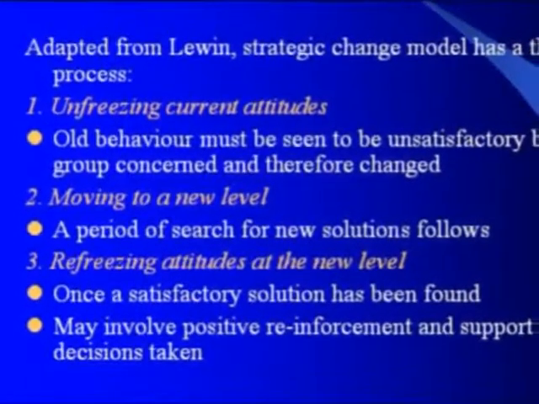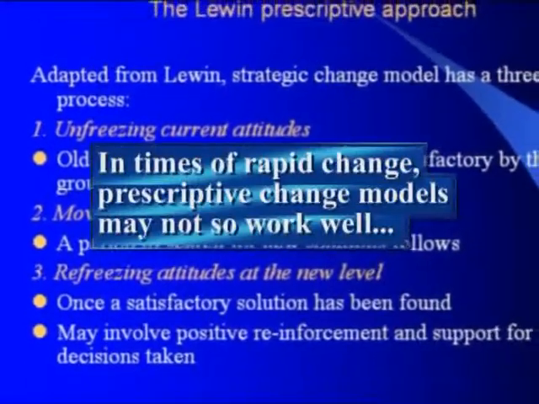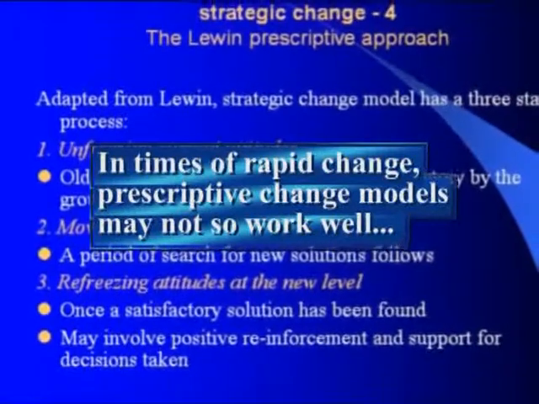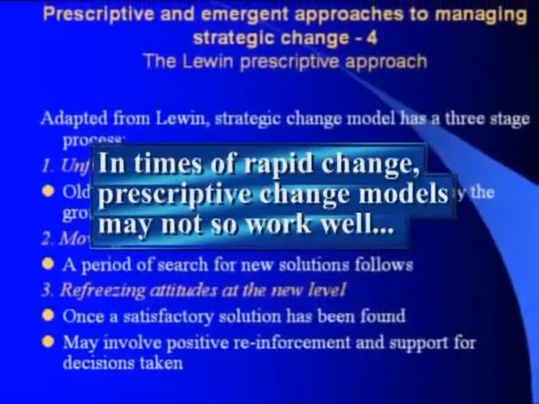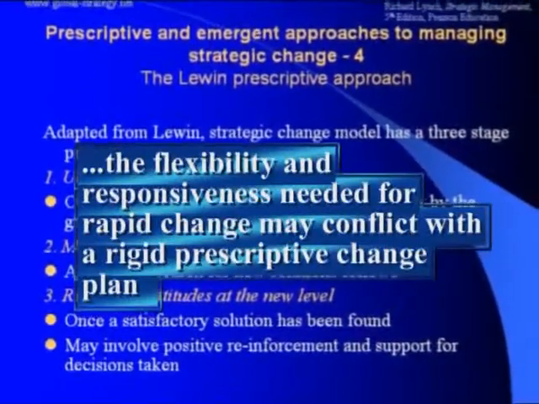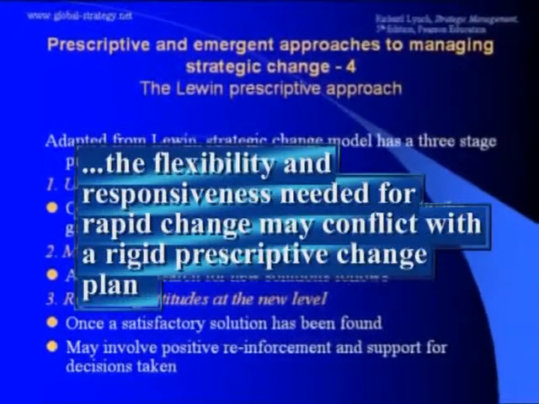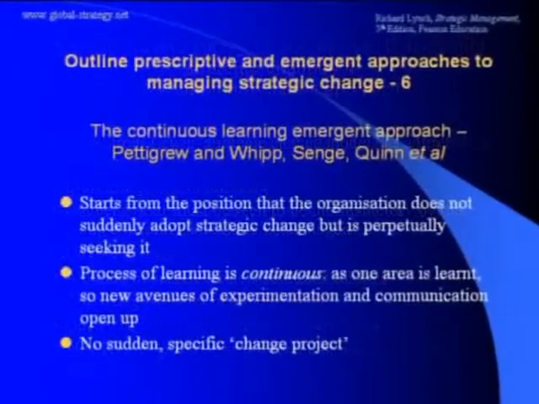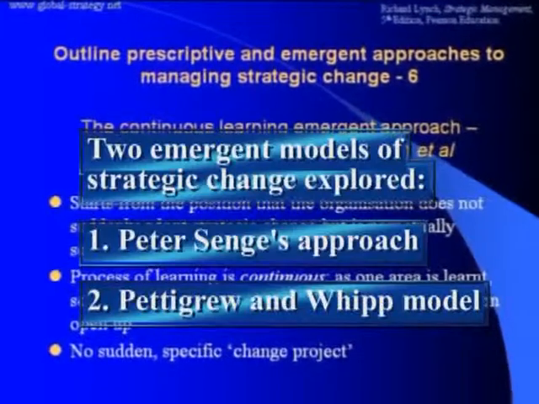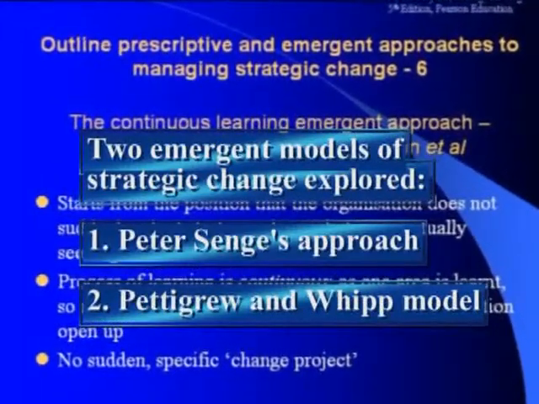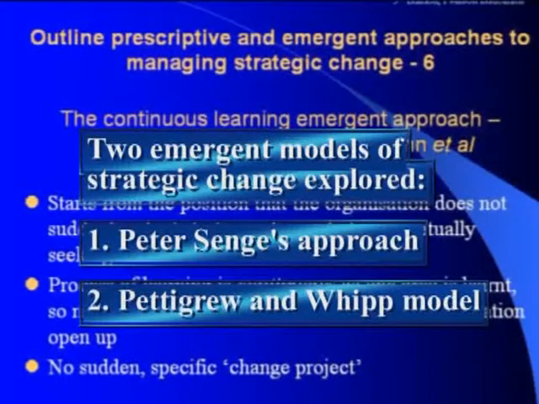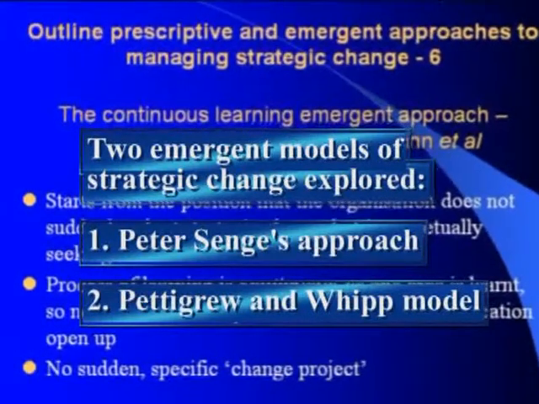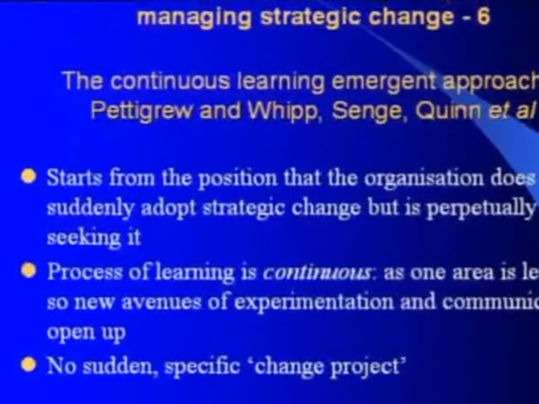Prescriptive models of change work best where it is possible to move clearly from one state to another. In times of rapid change, such clarity may be difficult to find, and such models may be inappropriate. There are a number of emergent approaches to strategic change. The two explored in the chapter concentrate on the longer-term learning cultures route to change.